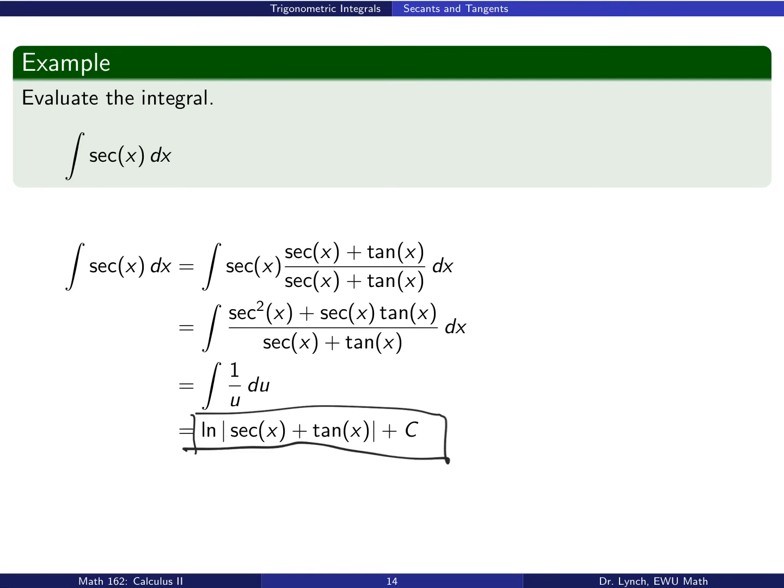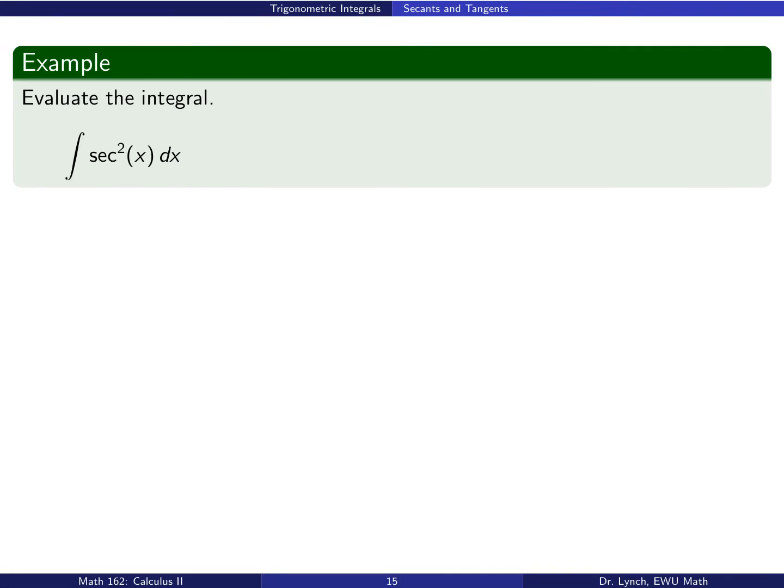Okay, let's do another one. How about the indefinite integral of secant squared? Well, as annoying as the indefinite integral of secant is, secant squared is a function that comes from a derivative we know. Of course, that function is just a tangent function. The derivative of tangent is secant squared, so the indefinite integral of secant squared is tangent. Okay, let's do another one.